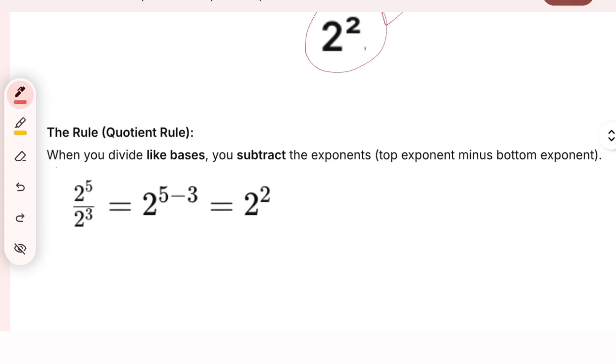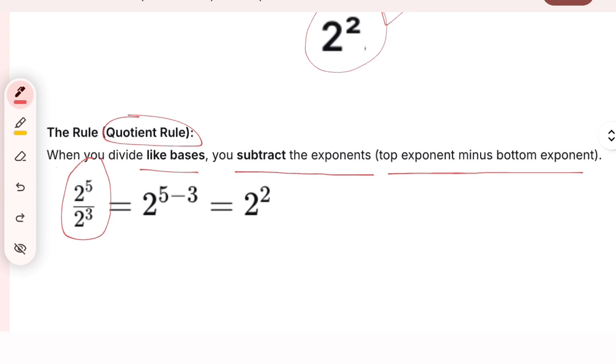So when you divide like bases, you subtract the exponent, the top exponent minus the bottom exponent. So if you are given something like this, they are of the same base, the base is 2, and what you will do, according to the quotient rule, is subtract the exponents. So it would be 2, that's the base, and 5 minus 3, the numerator exponent minus the denominator exponent, which is 3. And the answer would be 2 squared. So that is why the quotient rule always works.